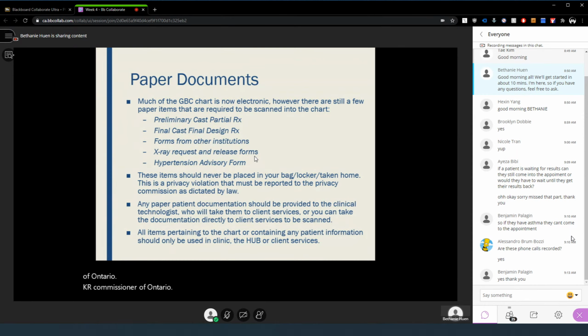Any paper documentation that is leaving clinic gets put in a box and collected by client services at the end of the day. Anything that needs to be scanned would get put in the box. When we get more into clinic, we'll show you where that is and how to use it.